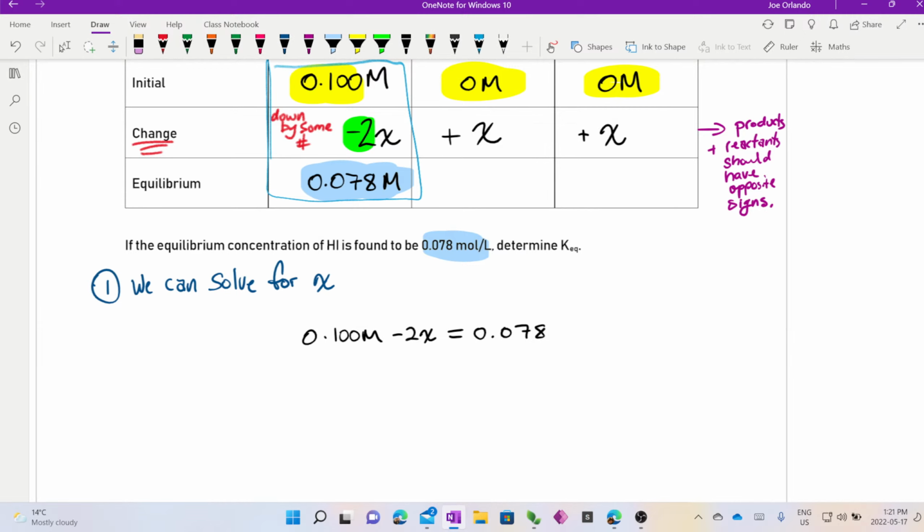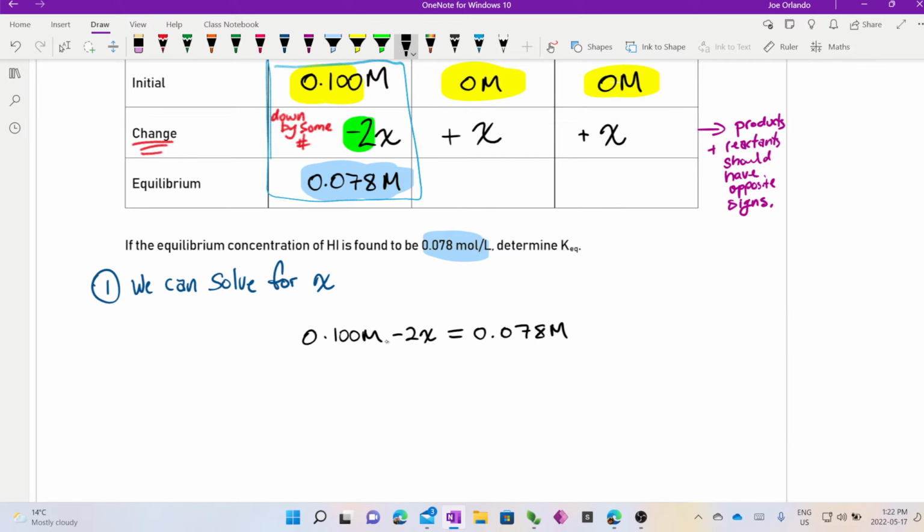I stand chastised. All right. Now, if you can just do this in your head, if you're just like, okay, that went down by 0.022, and then since that's 2x, it must be 0.011. If doing this as mental math is quicker for you, cool, that's fine. I'm going to do it as algebra. How would I solve for x here?